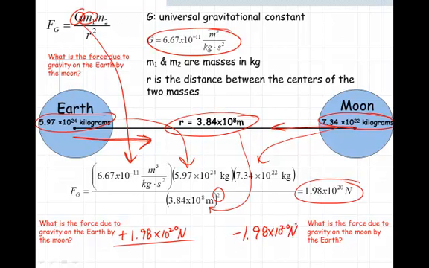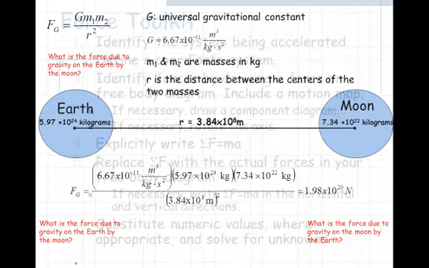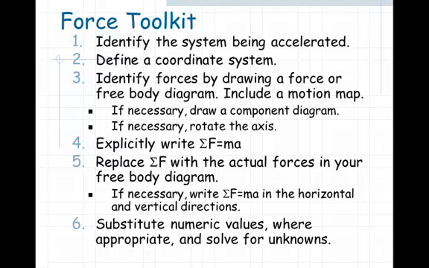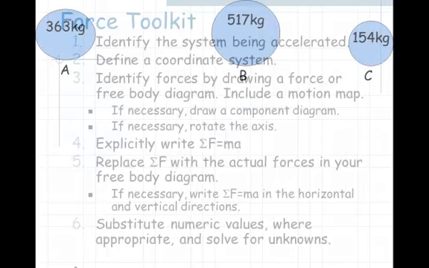Now this is a third law effect. The force that the Earth applies on the Moon is equal and opposite to the force that the Moon applies on the Earth. So this is true from Newton's third law. Now we're going to do an example where we've got to apply the force toolkit. So you should already be familiar with all of these steps, and we'll apply them now.